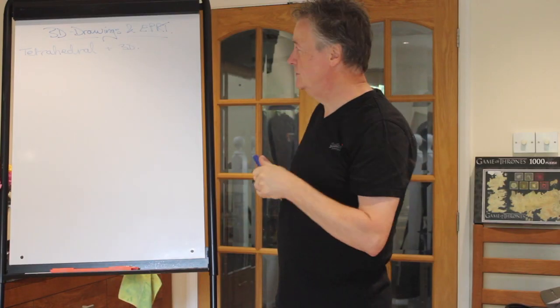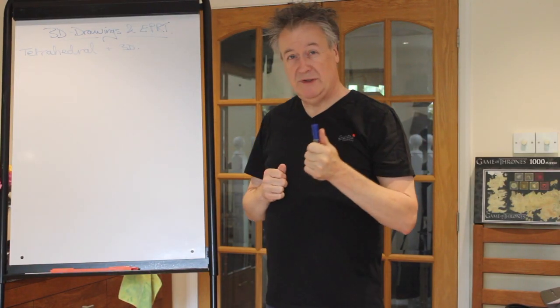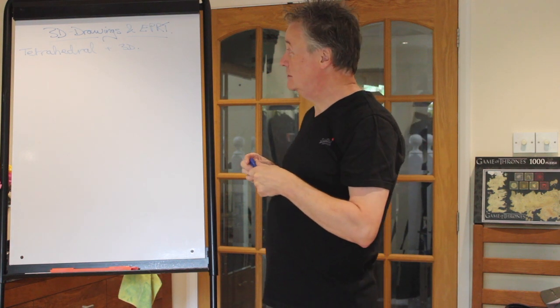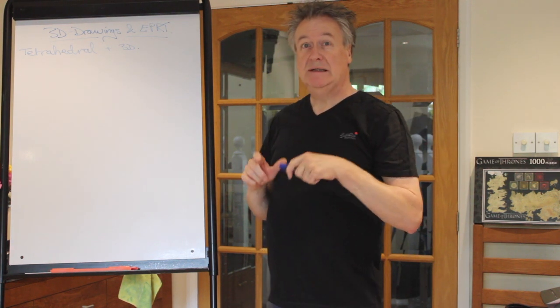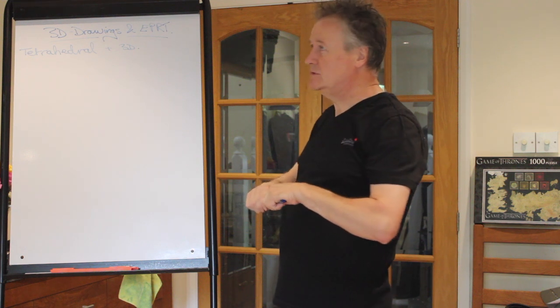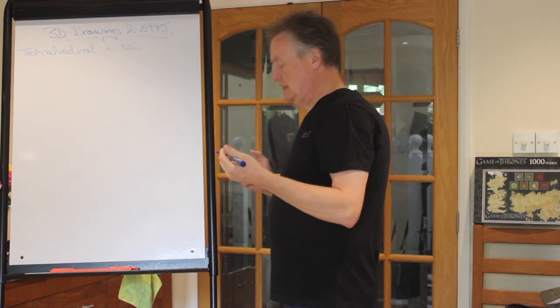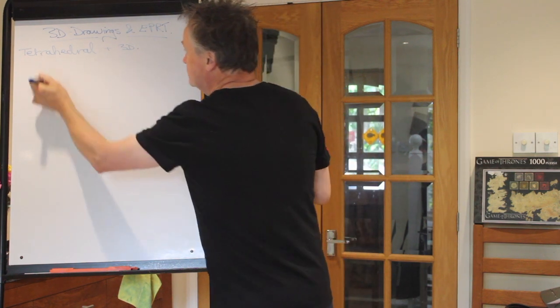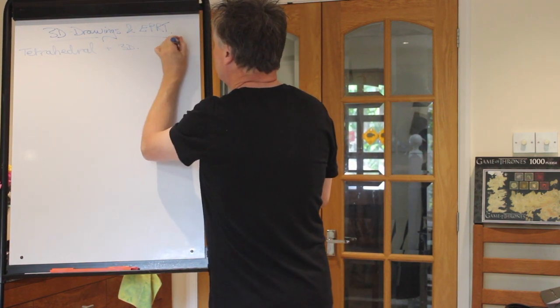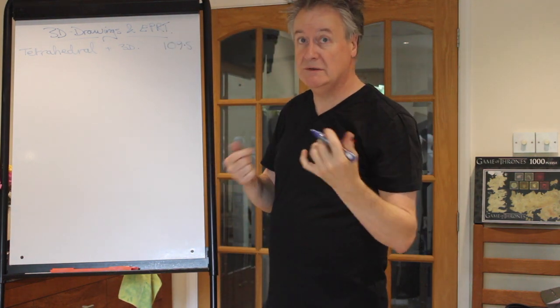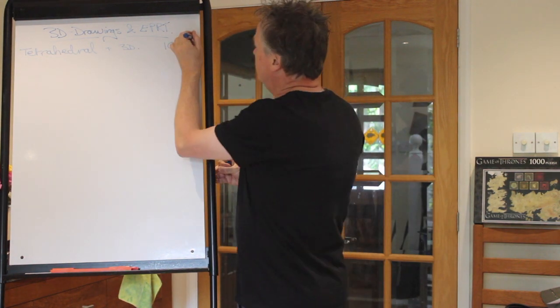So, tetrahedral, really common thing in the 3-dimensional drawing at A level. A couple of things you need to remember about tetrahedral. Firstly, it has a bond angle that you need to remember. That number you need to remember for 2 reasons: 1, because you need to remember it, and 2, because you need to modify it when you start talking about lone pairs.